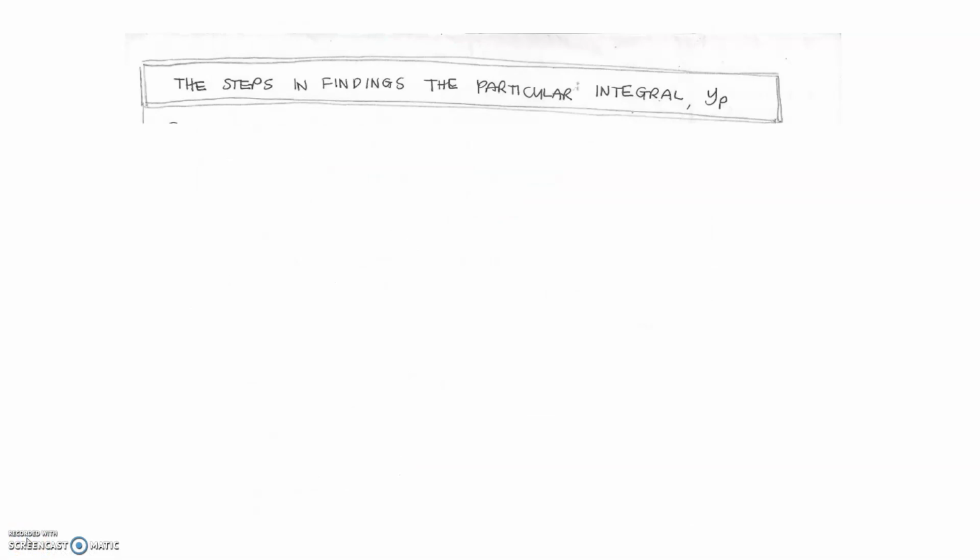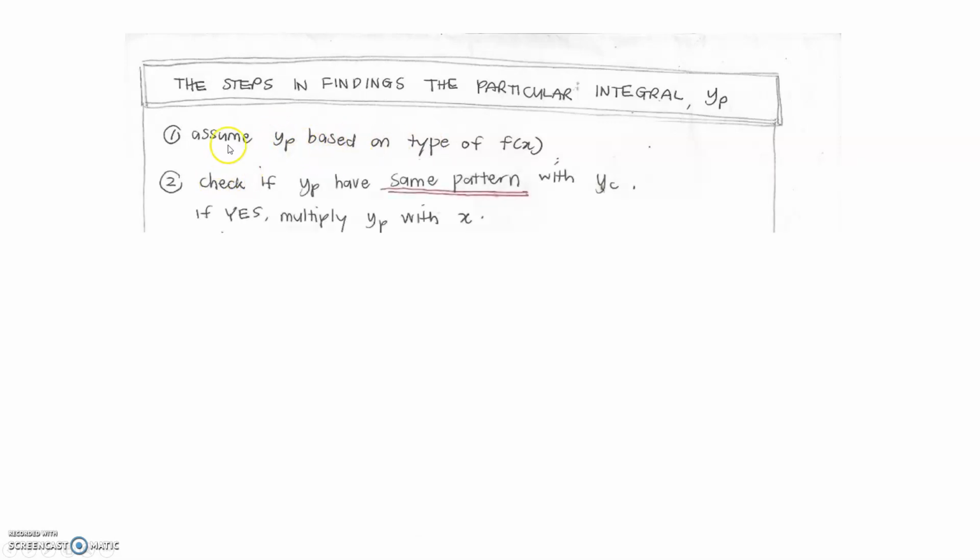Alright, so what are the steps in finding the particular integral? The first step, like I mentioned, is to assume the YP based on the type of fx. How to assume this? Basically, you are provided with a table. Based on the table, you can determine your YP.